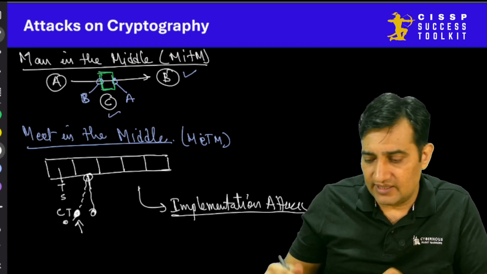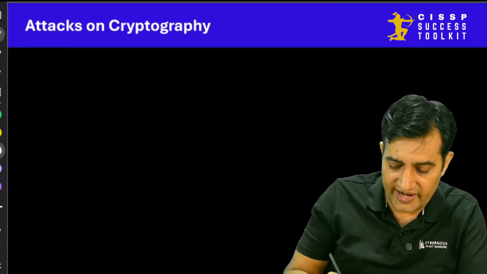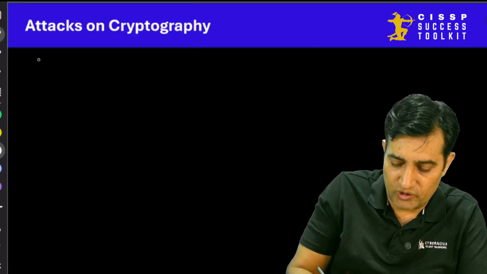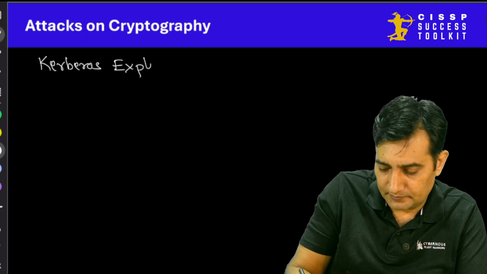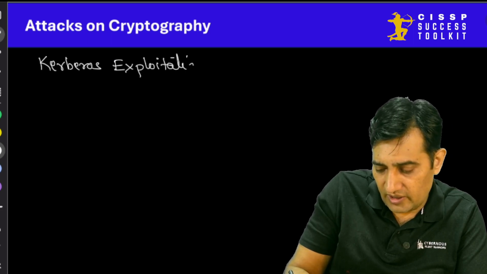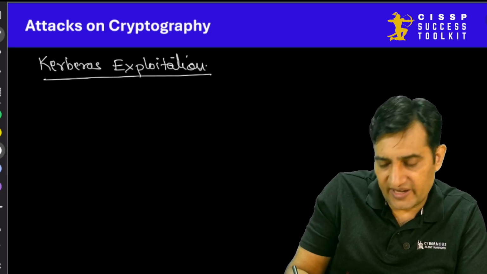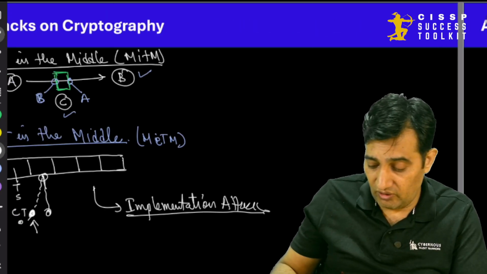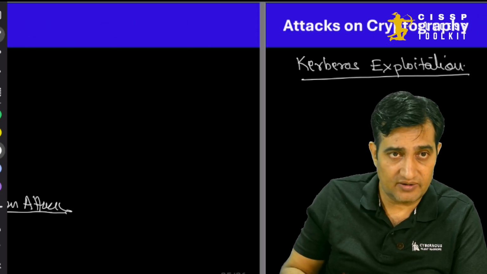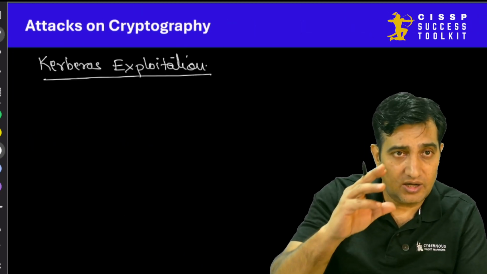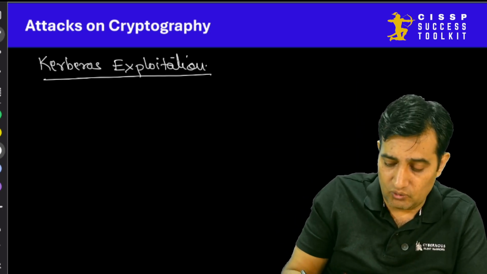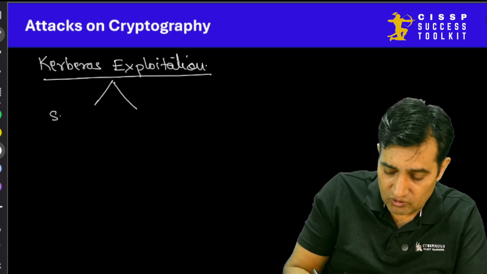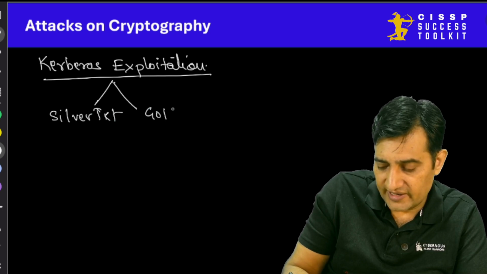Okay guys, the next one is called Kerberos exploitation. Now in Kerberos, two different types of attacks you must know. One we already understood in the pass the hash thing, right? That is also very much a possibility. Somebody gets a TGT and tries to use the TGT, right? So there are two different types of attacks when it comes to Kerberos. One is called silver ticket, one is golden ticket.